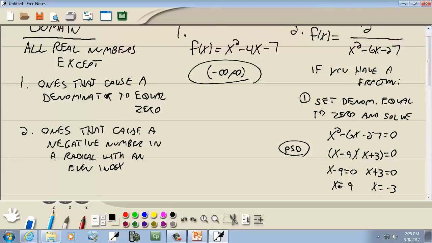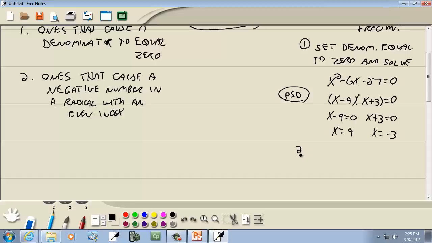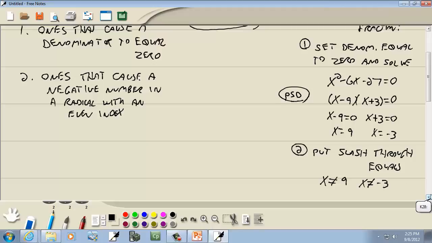Now these are the numbers that cause us problems. For example, if I put negative 3 up here, negative 3 squared is 9. Negative 6 times negative 3 is 18. 18 plus 9 gives us 27, and 27 minus 27 gives us 0. So these are the values we cannot have. So our second step is put a slash through the equals. So for our domain, x cannot equal 9 and x cannot equal negative 3.